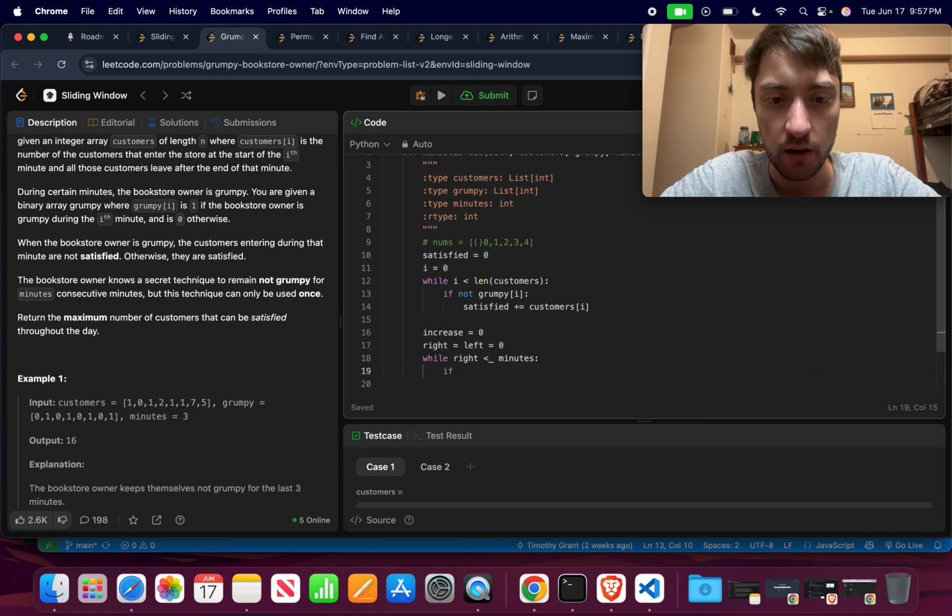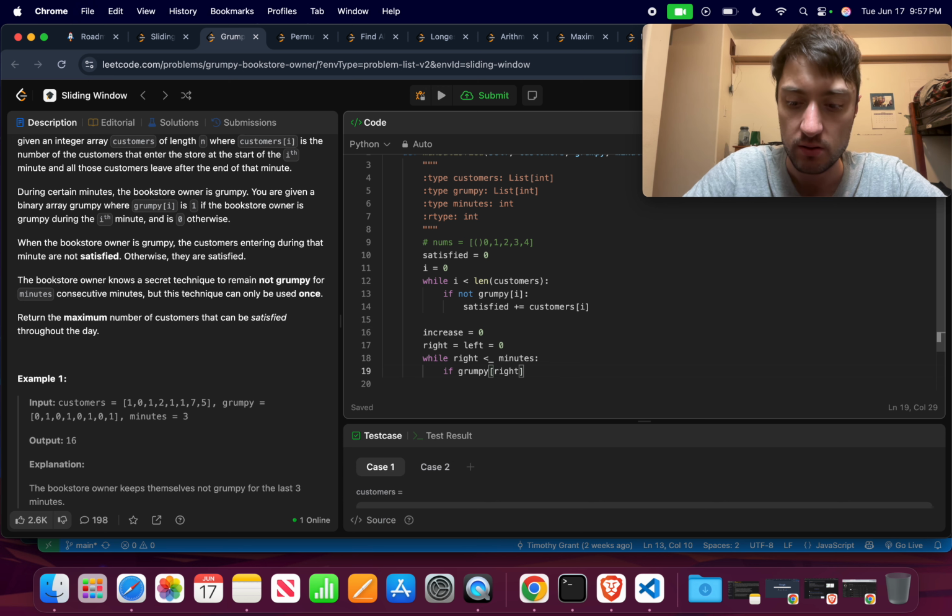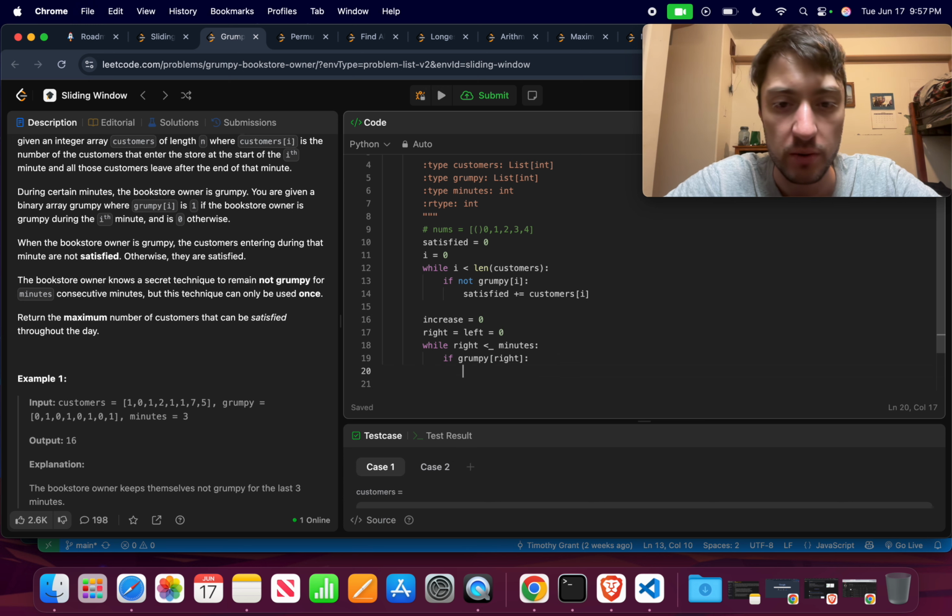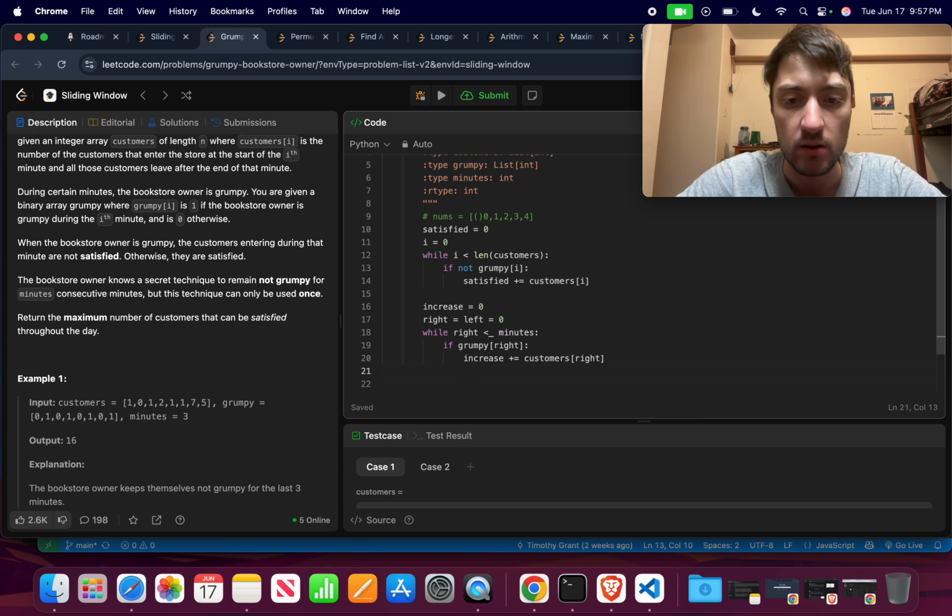So now it's going to be the opposite, and I'll explain that in a second. If grumpy of right, if he is grumpy, increase plus equals customers of right, okay, and then right plus equals 1.